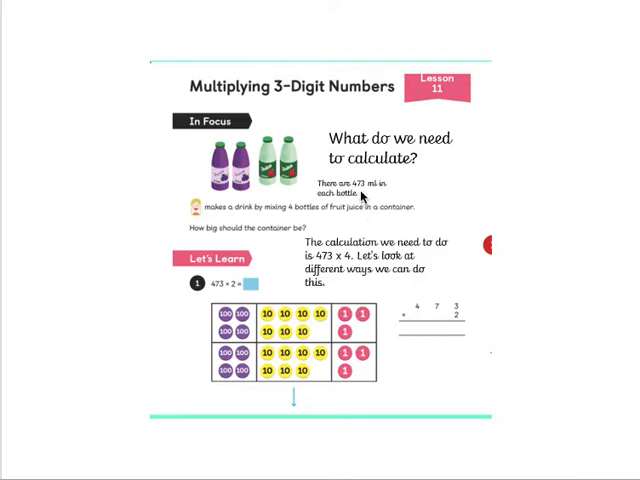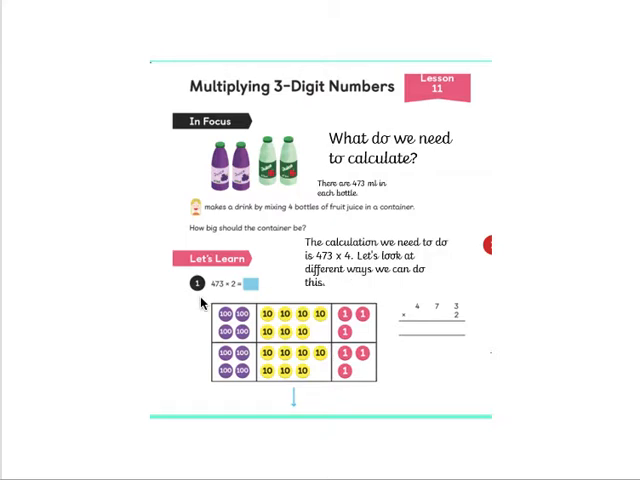So there are 473 millilitres in each bottle. What do we need to calculate? So hopefully you figured out that we need to do a calculation of 473 times 4. So we're going to have a look now in Let's Learn at the different ways we can do it.